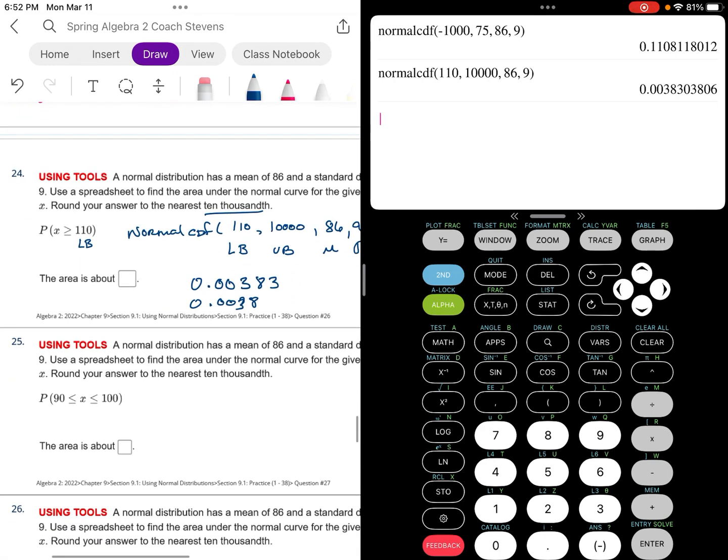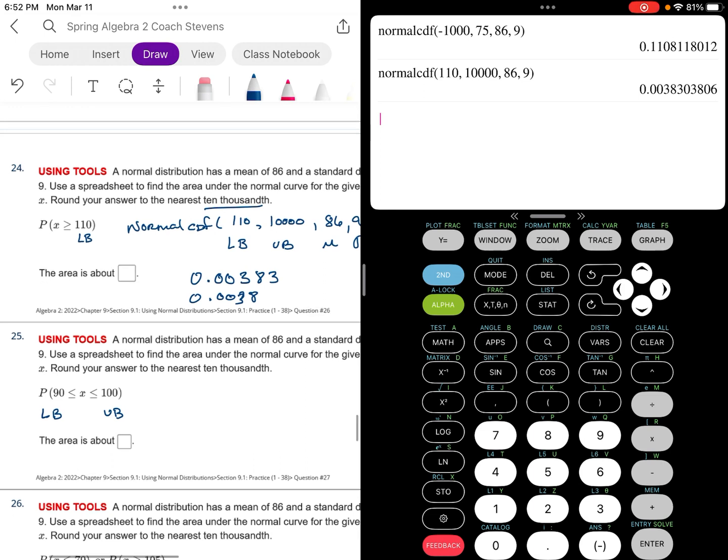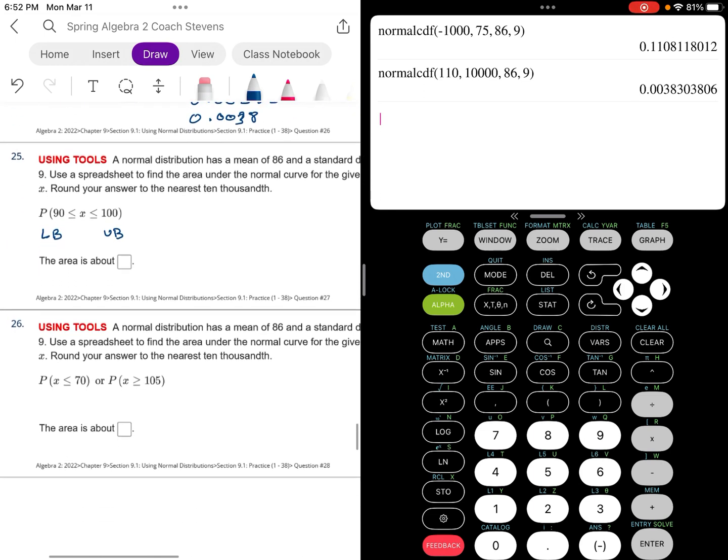When you get to do number 25, your lower bound gets to be the 90 and your upper bound gets to be the 100. And so you get to do the same thing, and you should be able to use that. Now on number 26, you're going to have to do each of these separately and add them together. Find each of the individual ones, because this is basically finding what's outside of your range. You're going from 70 to the left, and then from 105 to the right, and adding up those two outside edges. So you're going to have to find them each individually, doing what I basically did in problems 23 and 24, and then add the two answers together.